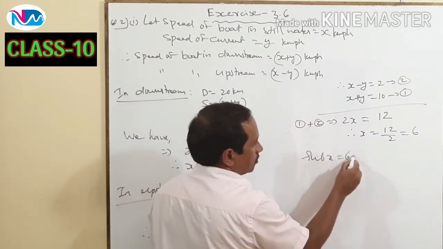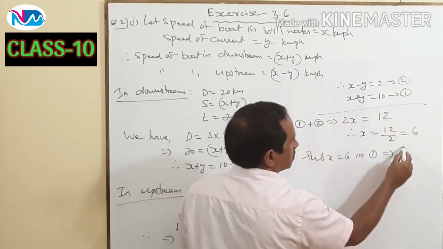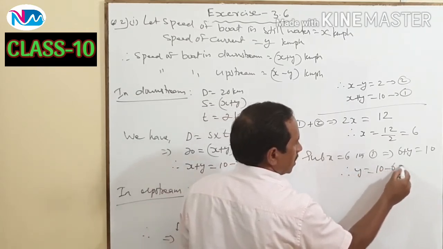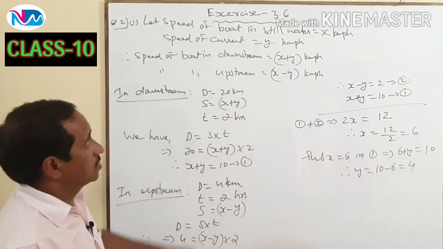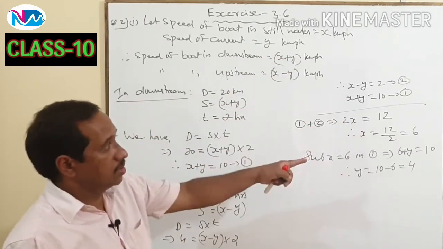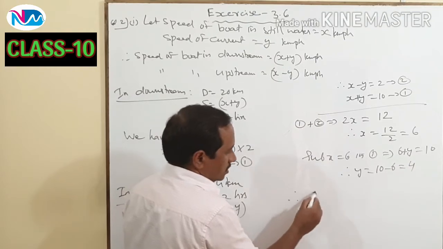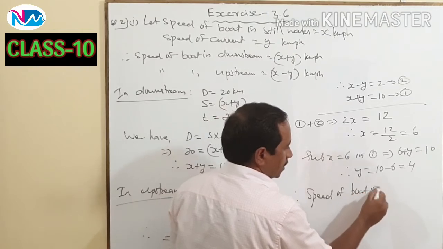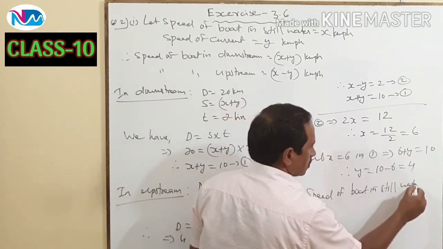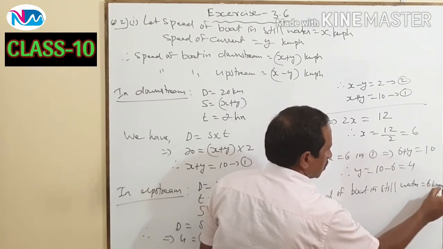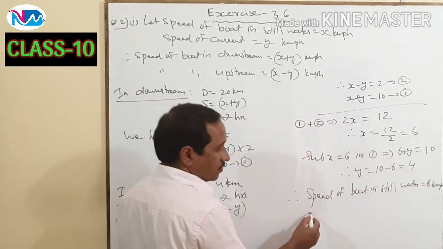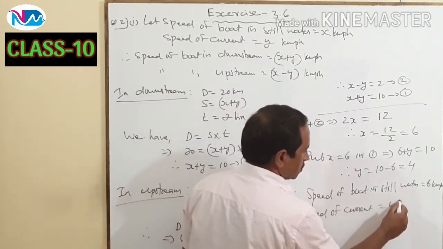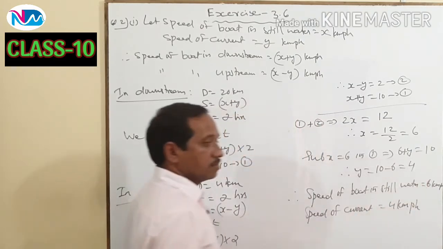Substitute x is equal to 6 in equation number 1 gives 6 plus y is equal to 10. Therefore, y is equal to 10 minus 6, that is equal to 4. We have the value of x is equal to 6. The value of y is equal to 4. Therefore, speed of boat in still water is equal to 6 km per hour, and the speed of current is equal to 4 km per hour.